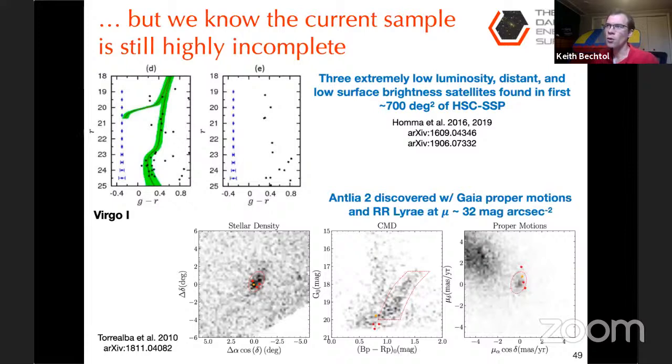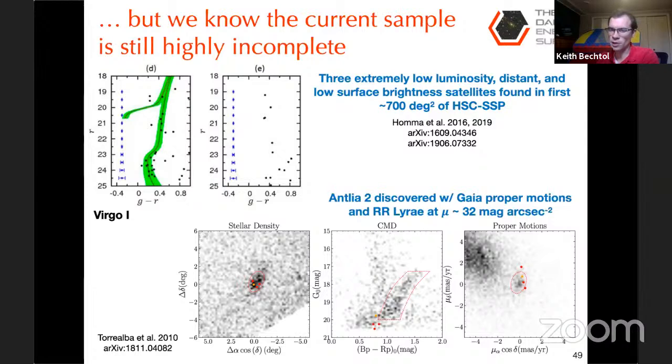Even then, we know that these new discoveries are not the full story. For example, the HyperSuprime-Cam survey program is going deeper than DES, but over a smaller region of sky. They have found extremely low luminosity and distant galaxies like Virgo 1 that would not have been detectable in DES, right? The fact that they found several of these within such a small region of sky implies that there are probably hundreds of these ultra-faint galaxies still to find.